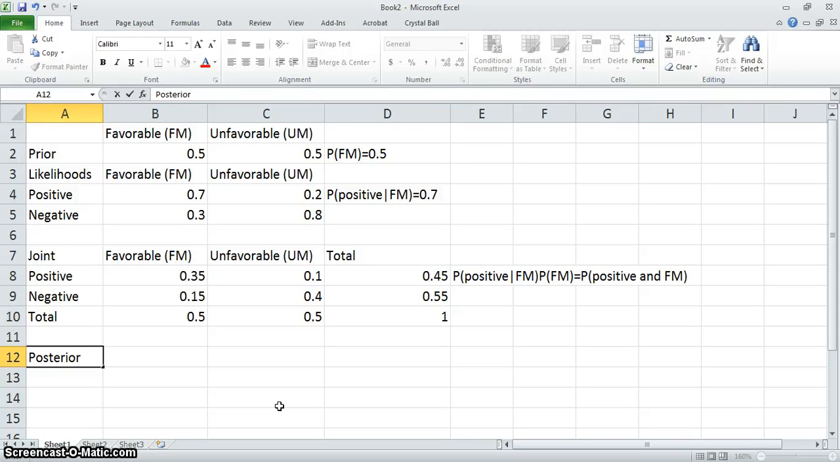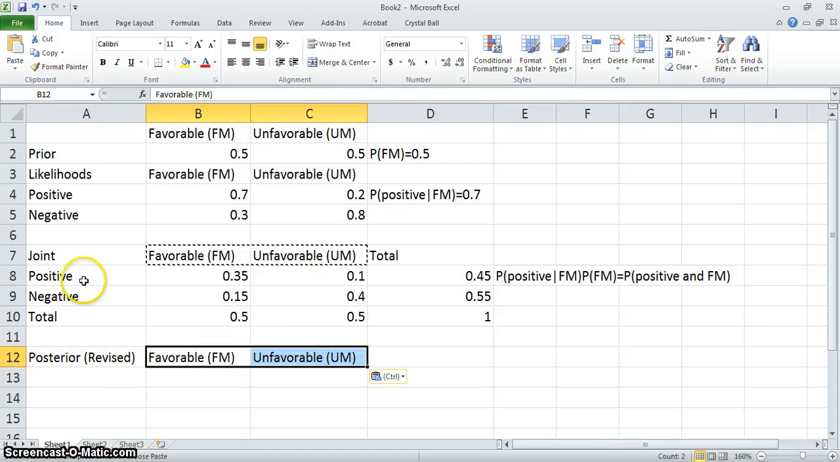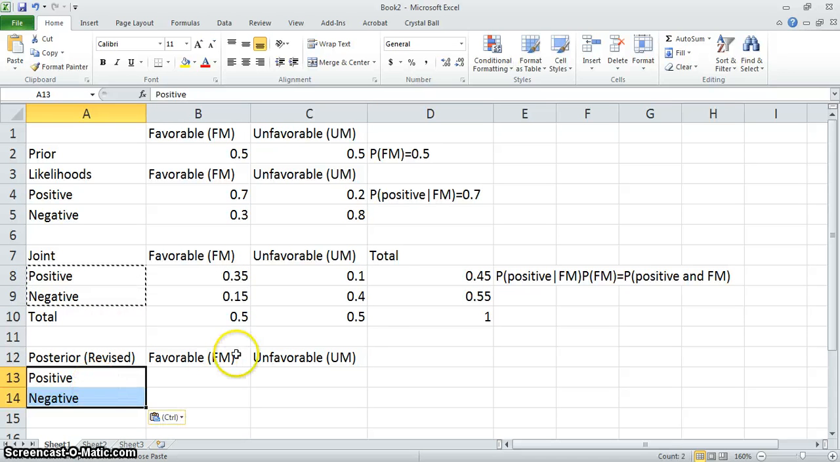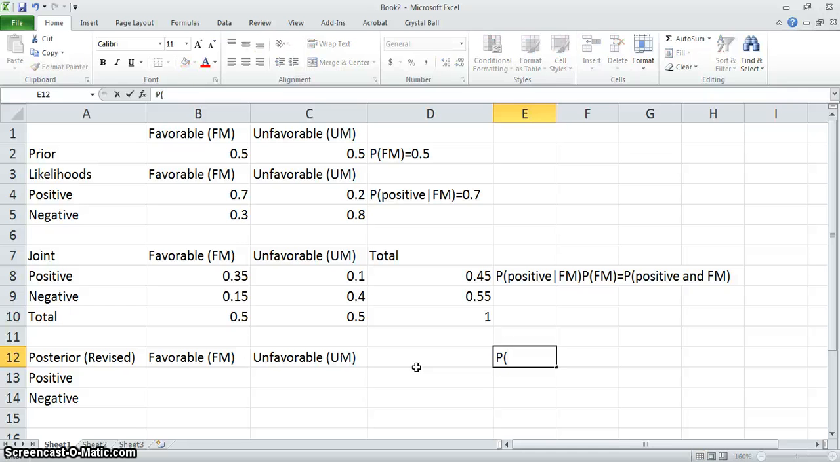Now what we need is what's called the posterior probabilities or the revised probabilities. So we're going to repeat these labels one more time. To use this survey for decision-making purposes, what the firm really needs to do is to be able to adjust its decision based on the results that it receives from the survey. So the probabilities that can help in that case would be, for instance, the probability of a favorable market given the positive result.